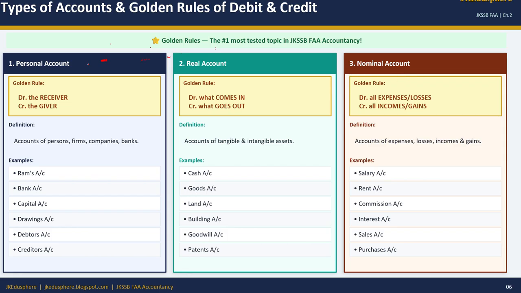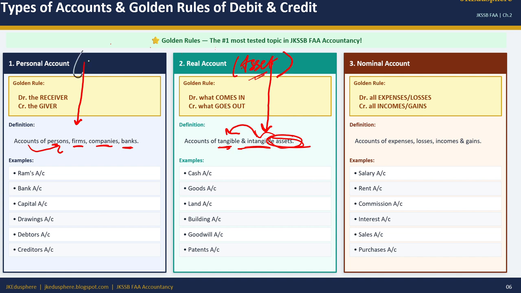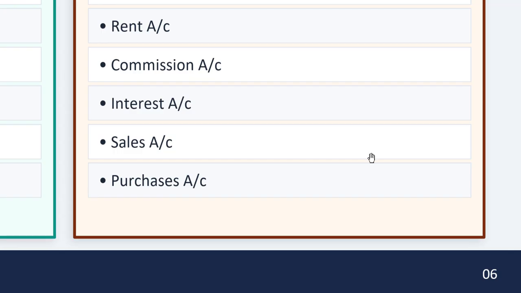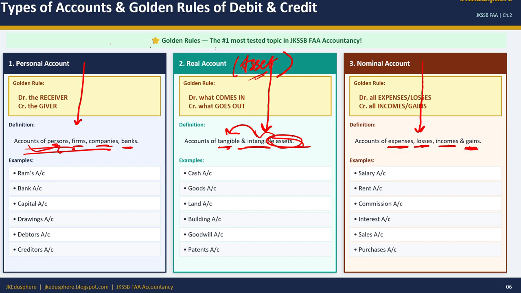Now let's see what is personal account. Account of a person, firm, companies or banks is a personal account. And what is real account? In real account, we record assets, tangible and intangible, which we will see. We need to remember this: in real account we record assets, in personal account we record names. Whatever we record in nominal account are expenses, losses, incomes, and gains.